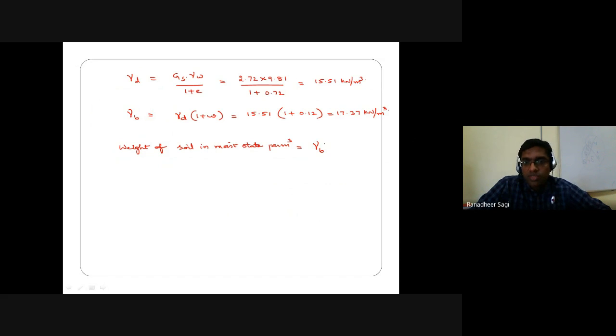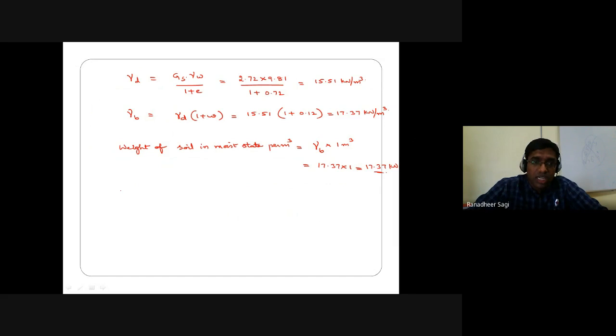So moist unit weight of that soil is what I have represented as gamma B, into per 1 meter cube volume of that soil. So my weight of that soil in moist state condition within 1 meter cube volume of that soil, what is the weight of that soil in the moist state or in the partially saturated state, is nothing but 17.37 into 1, which I am getting as 17.37 kilonewtons.